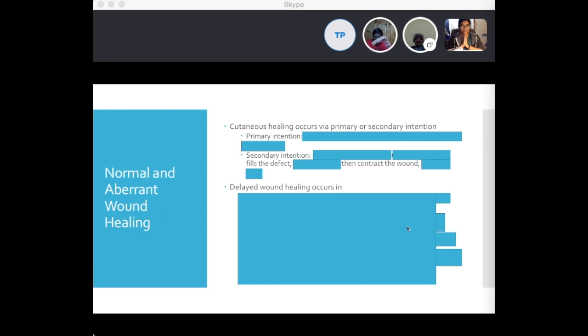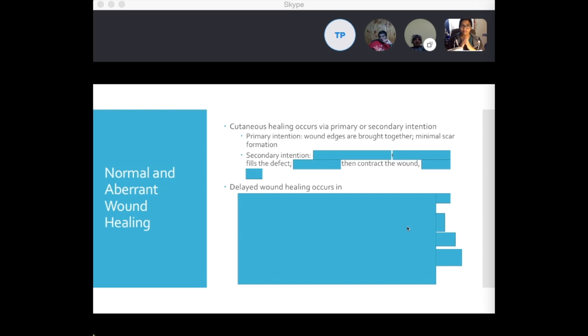A little bit more about wound healing. So we have primary and secondary intention. Do you know what primary intention is? This is specific to cutaneous healing. Primary intention is when the wound edges are brought together, which causes very minimal scar formation. You're literally taking one end of the wound and the other end and bringing them as close as possible. The point is minimal scar formation.